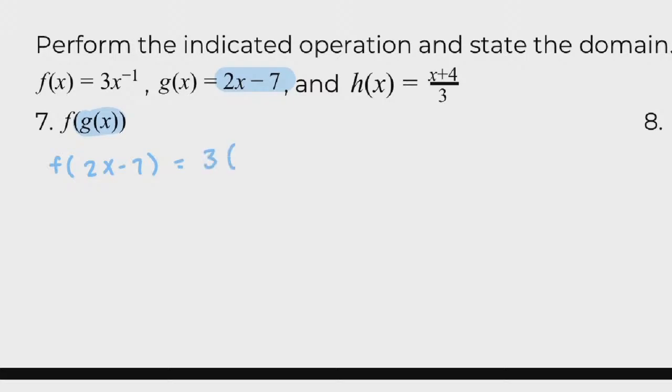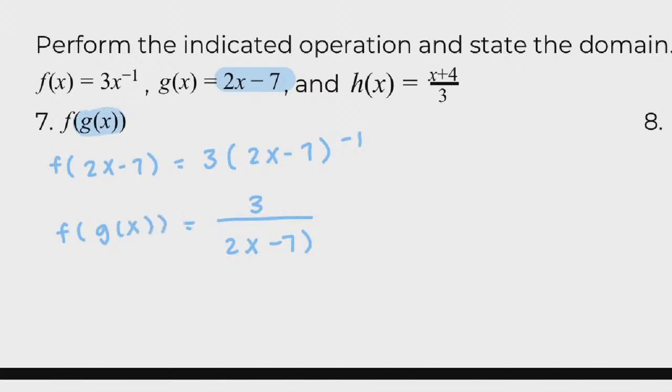So that'll be 3 times 2x minus 7 to the negative 1 power. And since it has a negative exponent, that means we want to bring it down to the denominator. So that'll be 3 over 2x minus 7. So I'm going to call this f of g of x again, since we can't simplify.